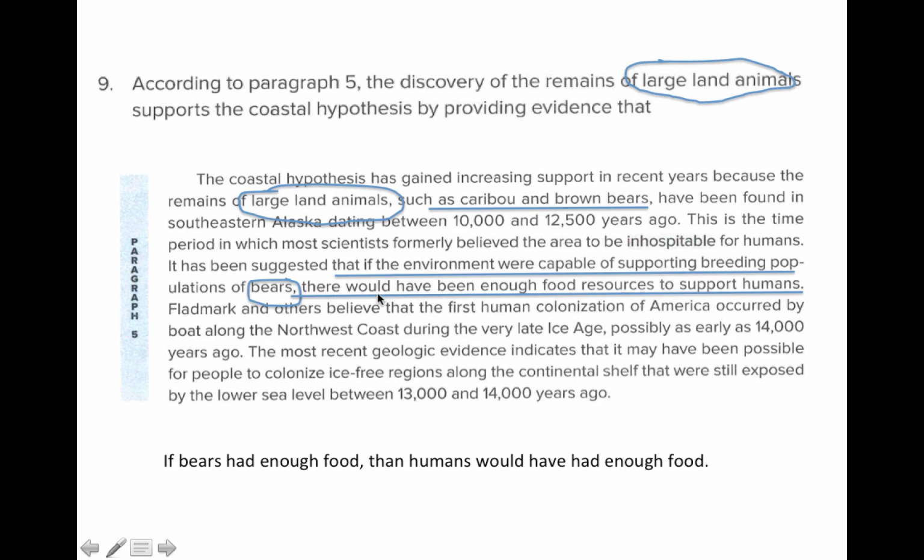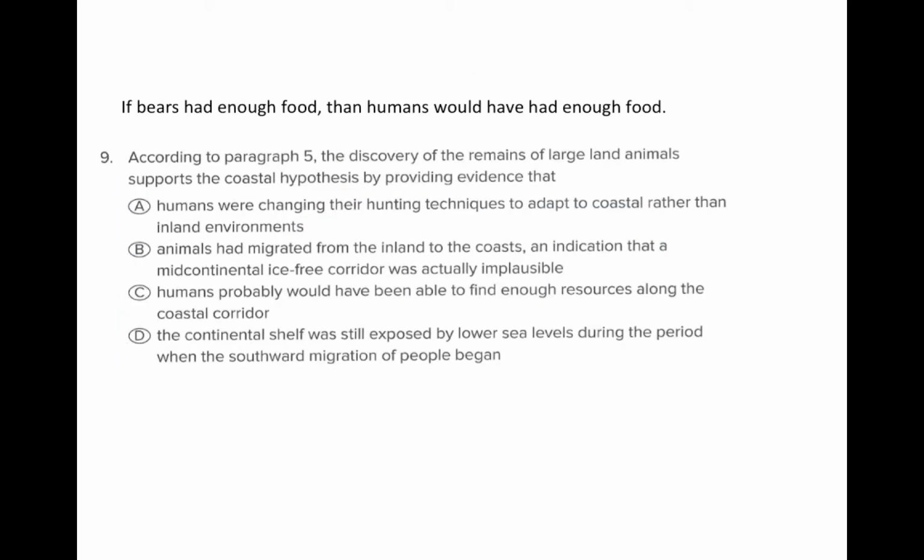Let's look at the sentence that the focus phrase is contained in. If the environment were capable of supporting populations of bears, there would have been enough food to support humans. So again, to summarize that, if bears had enough food, then humans would have had enough food. So we're going to look for an answer choice that talks about both animals and humans, both bears and humans having what they need to survive.